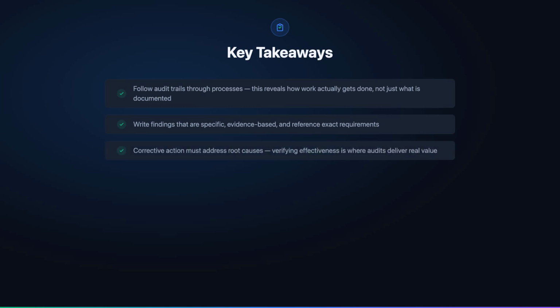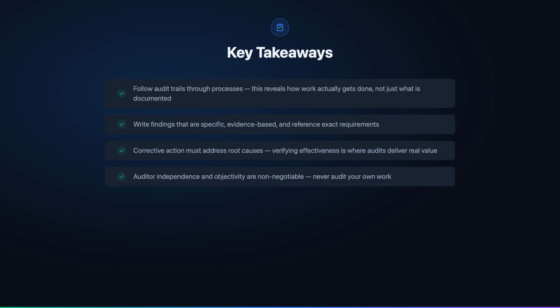Third, corrective action must address root causes, not symptoms. Verifying that corrective actions are effective and have prevented recurrence is where internal audits deliver their greatest value to the organization. And fourth, auditor independence and objectivity are non-negotiable.